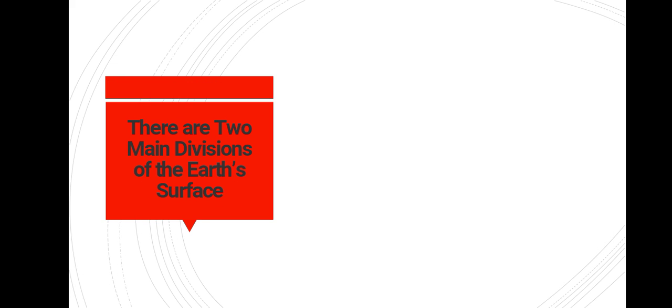There are two major domains or divisions on the earth's surface, that is continent. The large land masses over the earth's surface is known as continents.